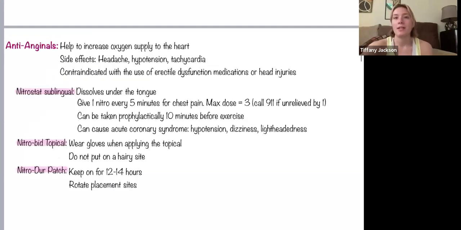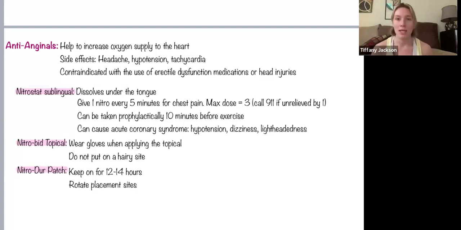Up next, we have our anti-anginals. These are used for someone experiencing chest pain. Main side effects are going to be headache, hypotension, and tachycardia. Absolutely contraindicated for patients receiving erectile dysfunction medications or patients with head injuries.